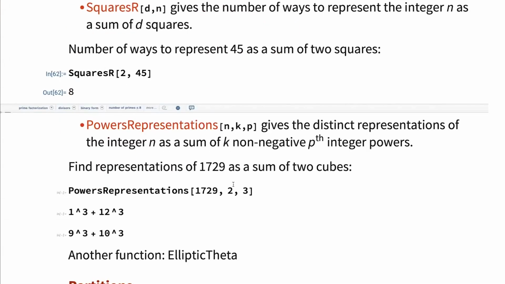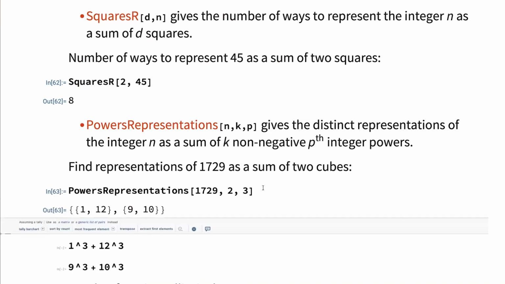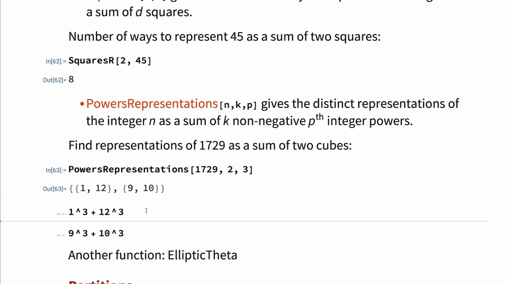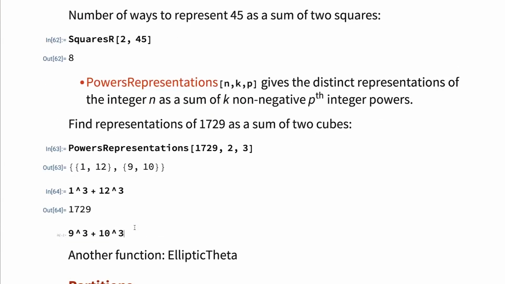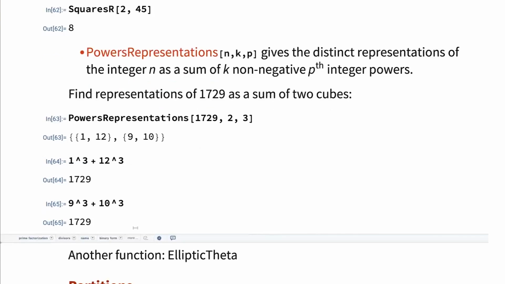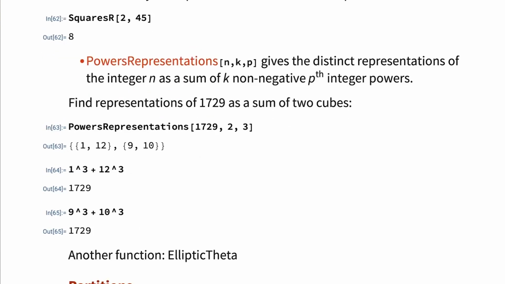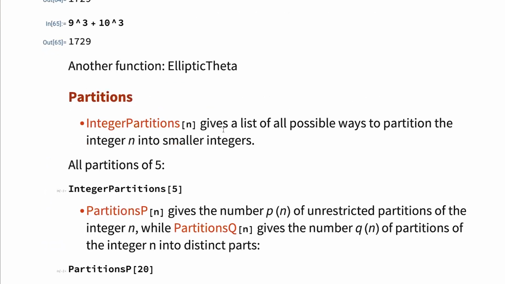Powers representations. PowersRepresentations gives the distinct representations of the integer n as the sum of k non-negative pth integer powers. So we can find representations of 1729 as the sum of 2 cubes by doing this. Indeed, we can check that yes, this is correct. That's how we can check it. Another function here is EllipticTheta, or we can find partitions of a number.